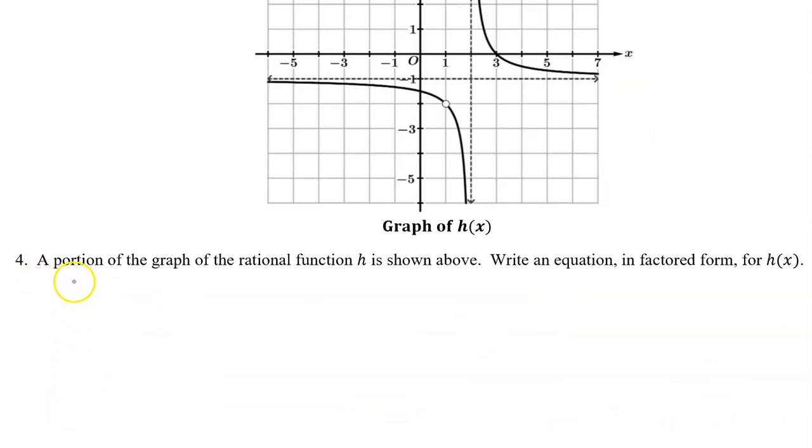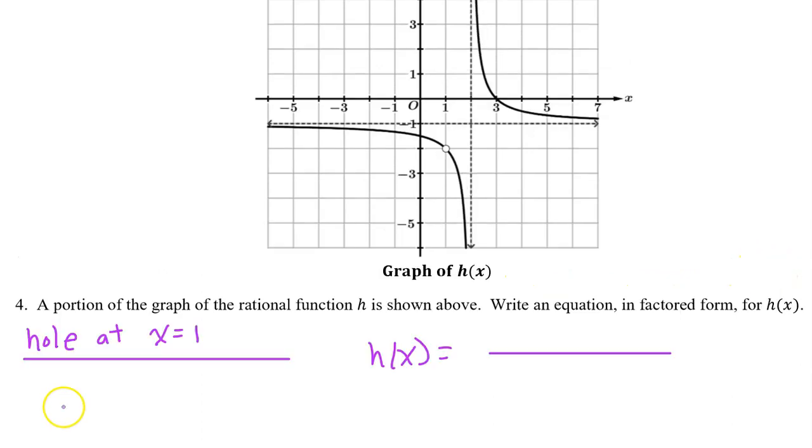One more. Number 4. A portion of the graph of the rational function h is shown above. Write an equation in factored form for h of x. There is a hole at x equals 1. That means we will have a factor in the denominator of x minus 1 that cancels out with a factor in the numerator of x minus 1. The y value of the hole is negative 2. We may need that later, so let's write that down as well.